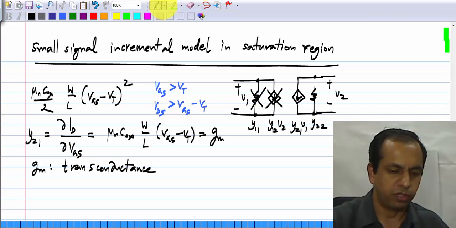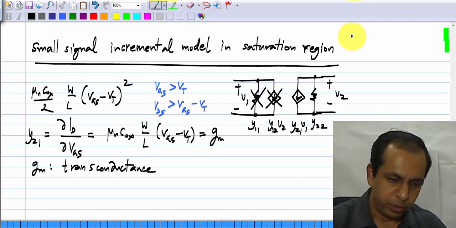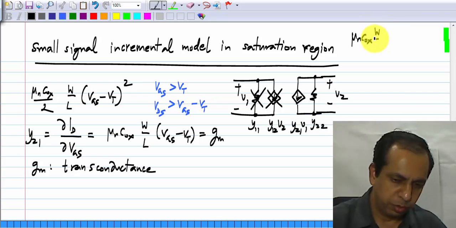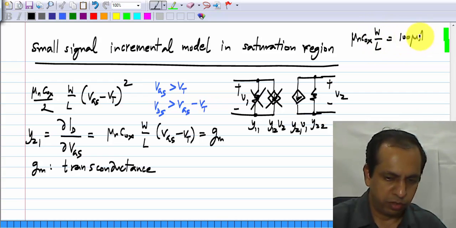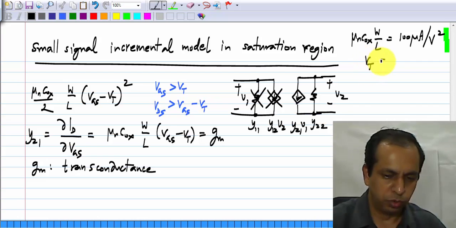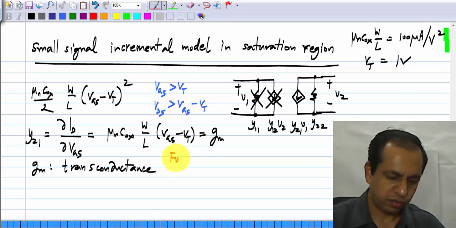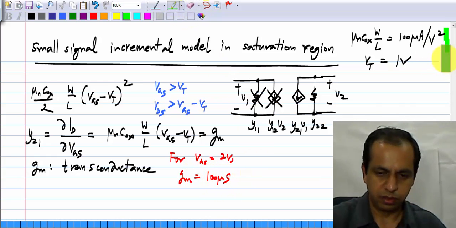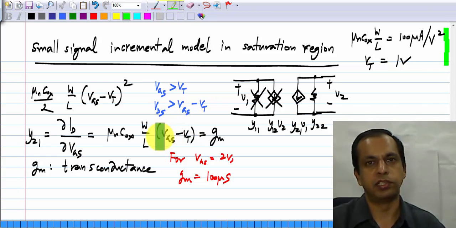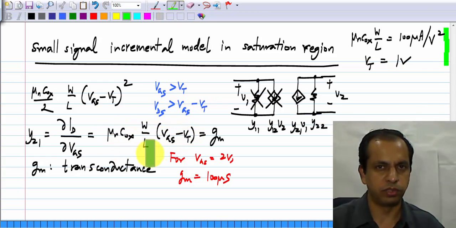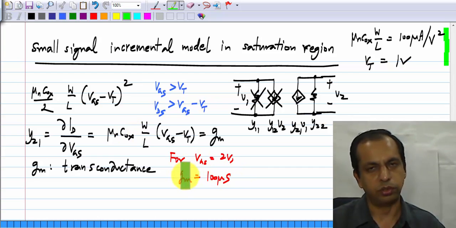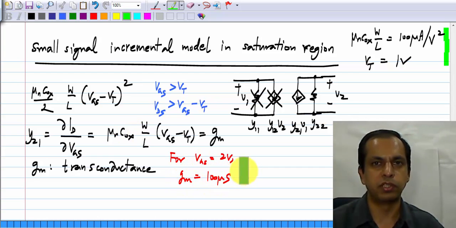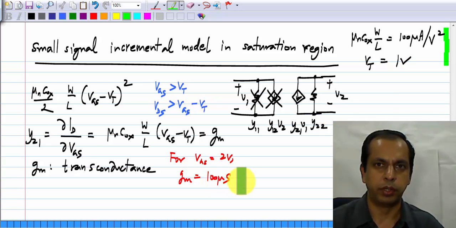Now, for the values we had taken, where mu n Cox W by L is 100 microampere per volt square, and the threshold voltage VT is 1 volt, you can very easily see that for VGS equals 2 volts, GM will be 100 micro Siemens. This term in parenthesis here, VGS minus VT, will be 1 volt. This constant is 100 microampere per volt square. So, the transconductance is 100 microampere per volt or 100 micro Siemens.